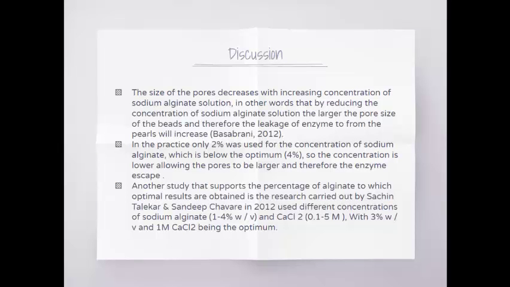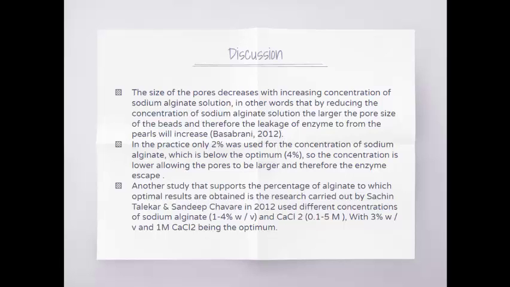The size of the pores decreases with increasing concentration of sodium alginate solution. In other words, by reducing the concentration of sodium alginate solution, the larger the pore size of the beads, and therefore the leakage of enzyme from the pearls will increase. In the practice, only 2% was used for the concentration of sodium alginate, which is below the optimum 4%. So the concentration is lower, allowing the pores to be larger and therefore the enzyme to escape.